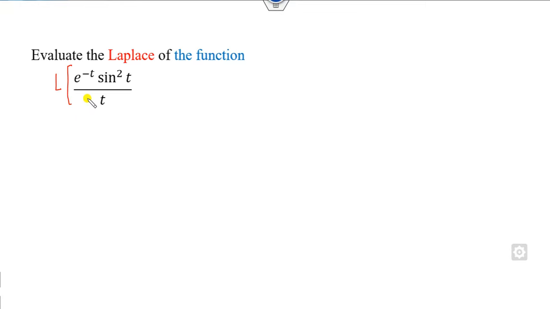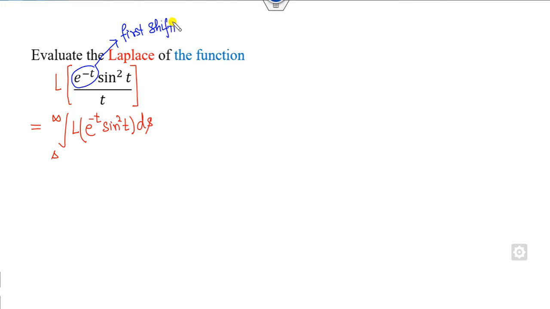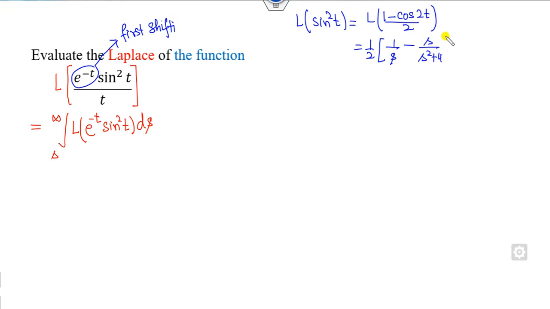Okay, again this part. Now you can easily calculate the limit, so I can start directly from here: Laplace of e raised to power minus t sine square t. How can you find the Laplace of this part? Clearly, whenever this term is present, that means you are using the first shifting theorem. So let me first calculate the Laplace of sine square t. How can you find that? I can write this quantity in this form. So what is the answer of this? Half is outside. It is 1 over s minus s over s square plus 4.